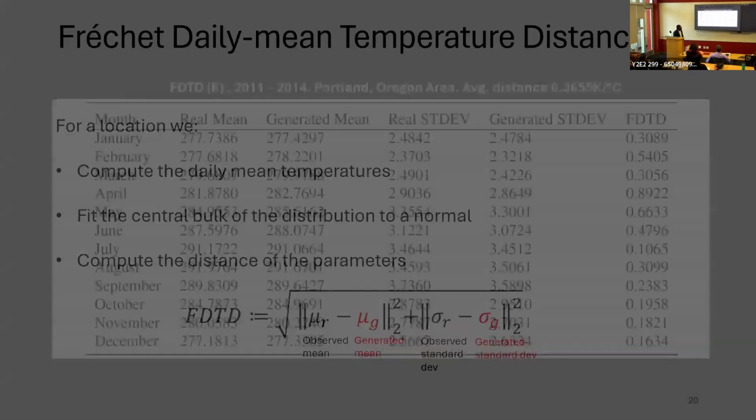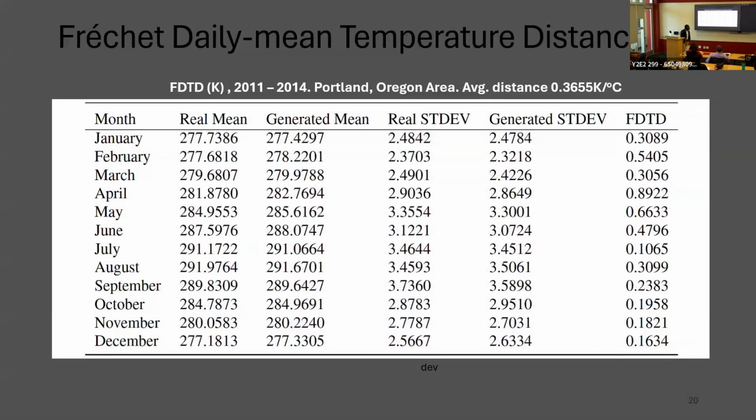And then we show this result for a particular region, like Oregon, and we can see that the average distance is about 0.3, less than 1 degree Celsius. And this is quite good because if you look at all the months that we're generating, it's capturing the distinct distributions for each month as well.